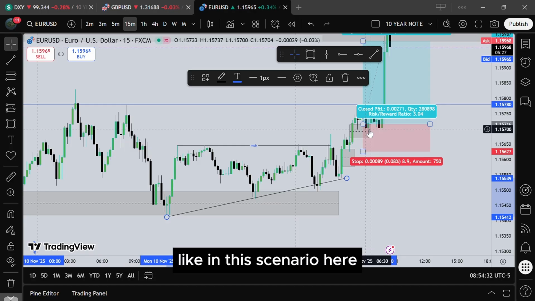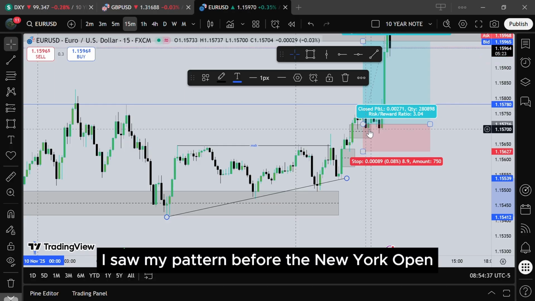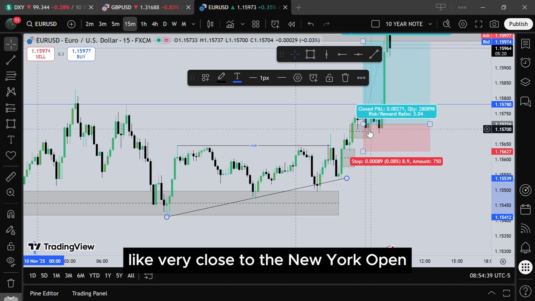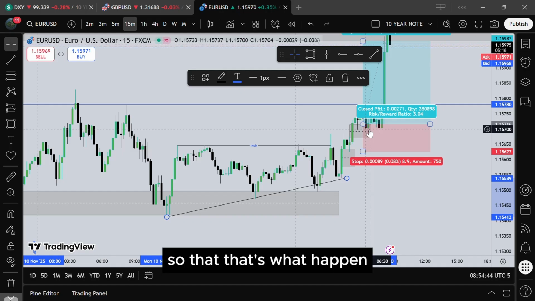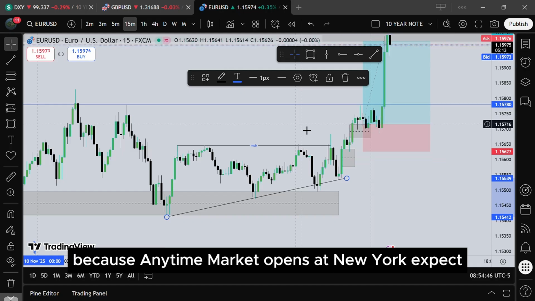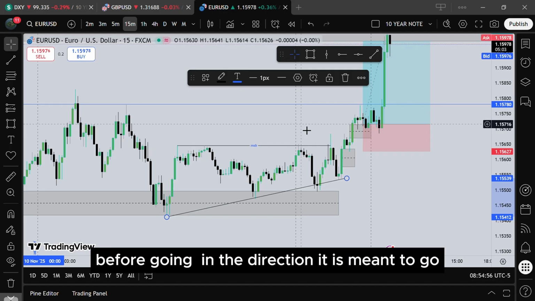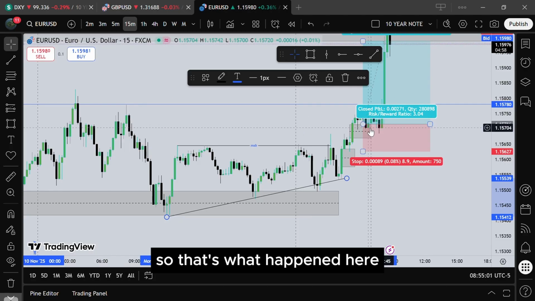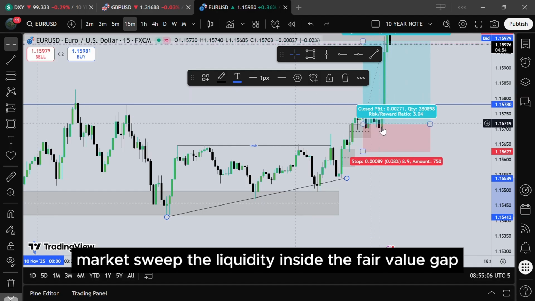In this scenario, I saw my pattern very close to the New York Open, so if I enter, there's nothing wrong. It will not take me out. Anytime the market opens at New York, expect buy side or sell side liquidity to be raided before going in the direction it is meant to go. That's what happened here. After the New York Open around 7 a.m., the market swept the liquidity inside the fair value gap.